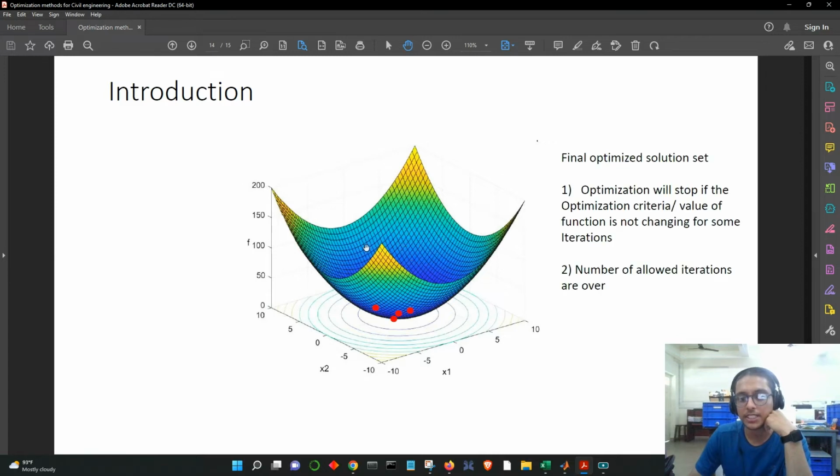Then we again do the fitness test, and this process keeps on going till we see that this is the best offspring and we are not getting an offspring or solution which is better than this, or you have reached the maximum number of iterations, that is, the maximum number of reproduction, crossover, and mutation has happened. So these are the two criteria that stop the genetic algorithm process. This is a very quick overview of the genetic algorithm.